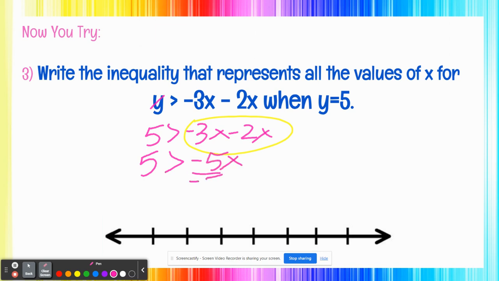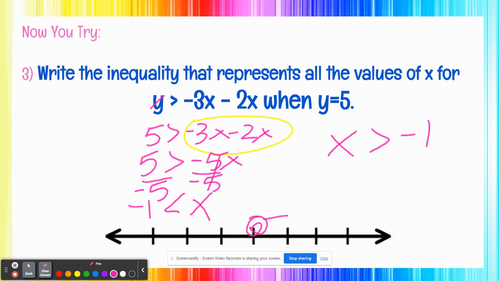Now we're ready to divide by negative 5. So we divided by a negative. So remember, you have to reverse your inequality sign. So now it's going to become negative 1 is less than x. If I wanted to write it x is greater than negative 1, you could. That's going to be an open dot, and that's going to be going to the right from negative 1.